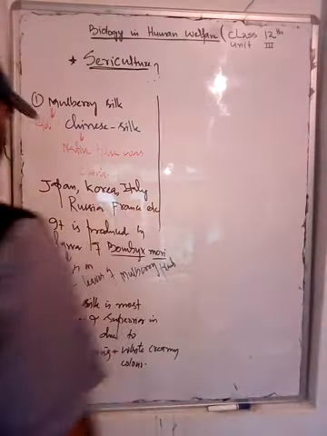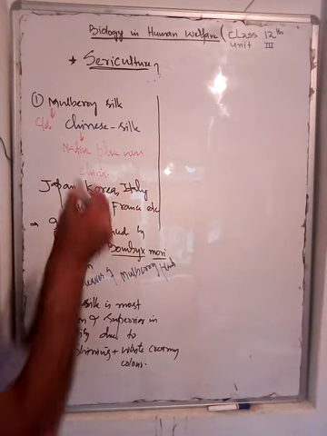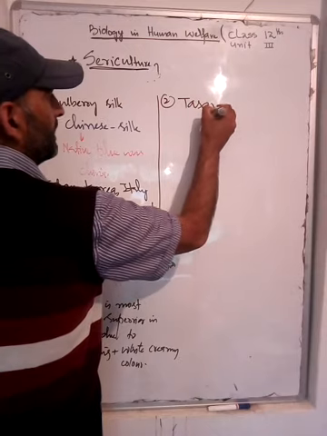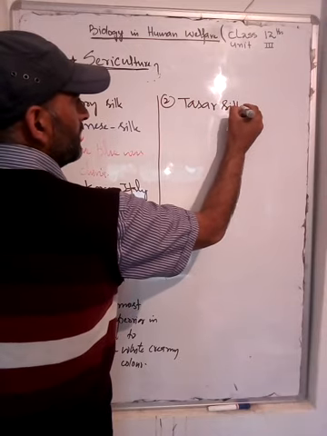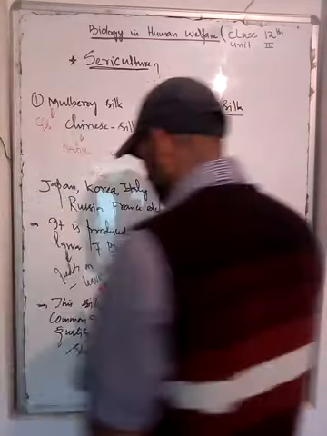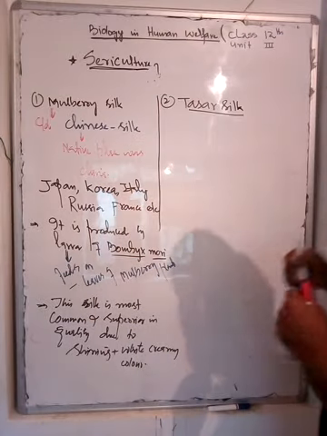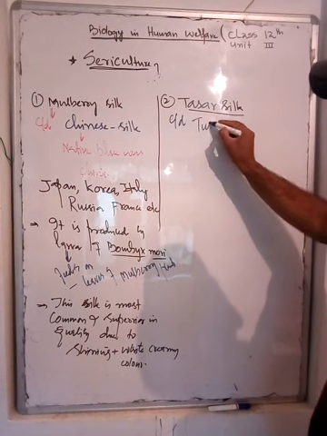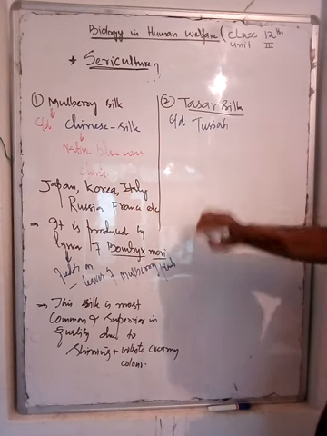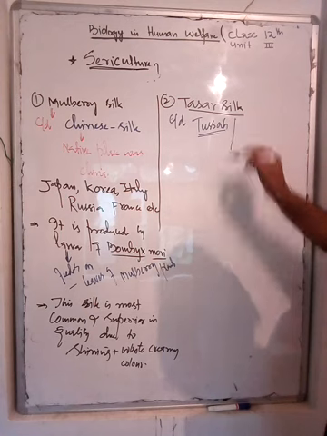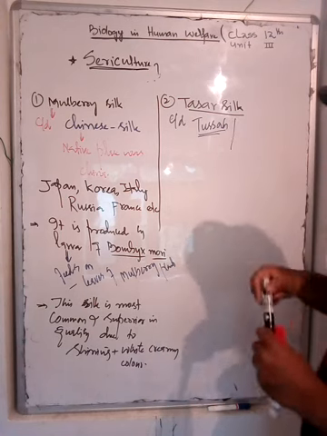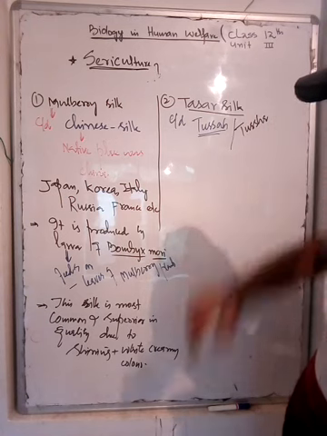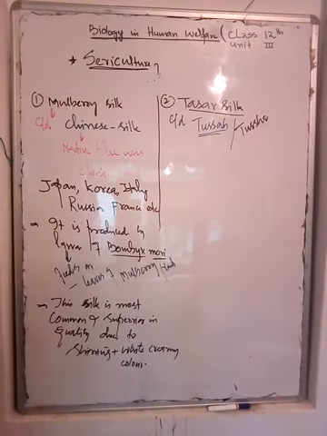Now let's talk about another type of silk, that is tussar silk. This tussar silk is also called as tosa, or it is also known as tusha.